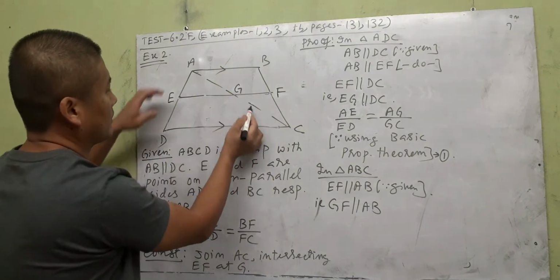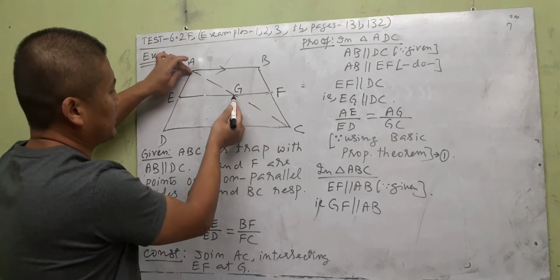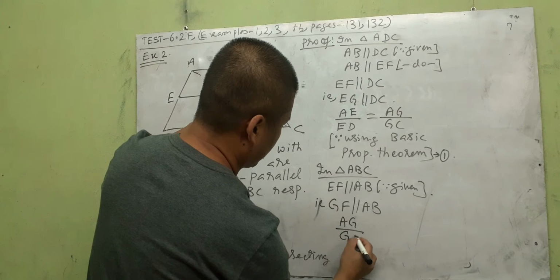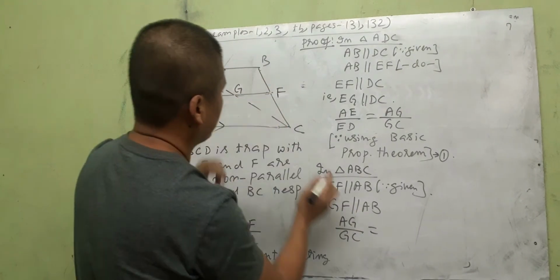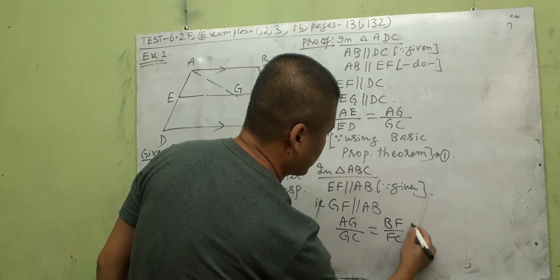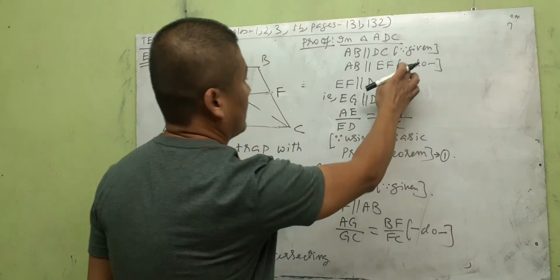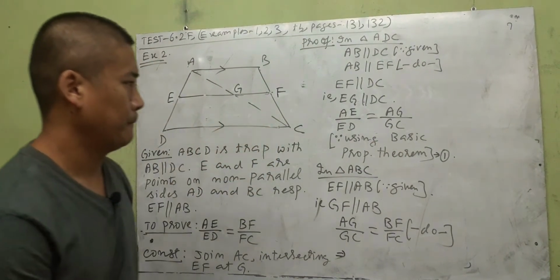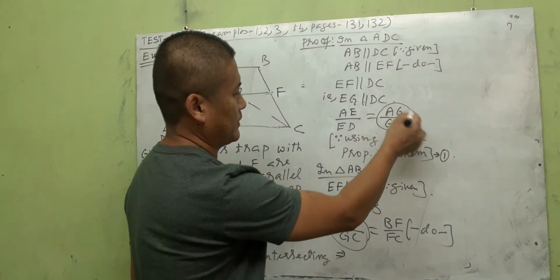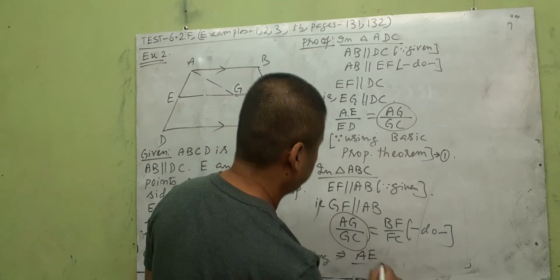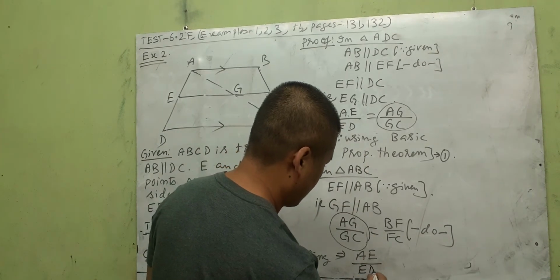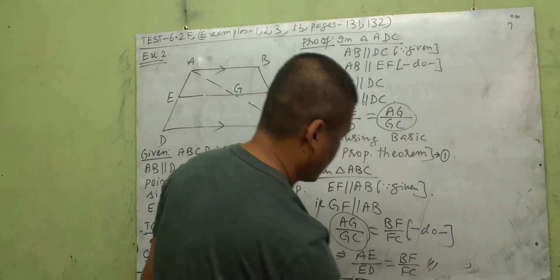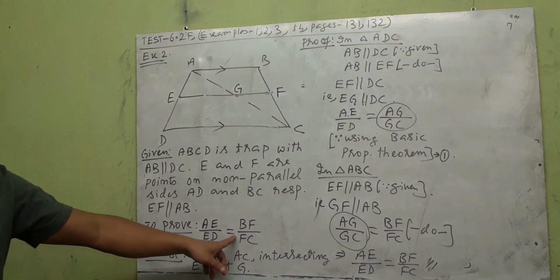GF parallel to AB means this line is parallel to one side. So we can write AG by GC, down by up, so here also down by up, BF by FC. And the reason for this is the same, the basic proportionality theorem. These two are the same now. AG by GC can be replaced by this one, therefore AE by ED will be equal to BF by FC. So proved. That's what the question is asking, right?